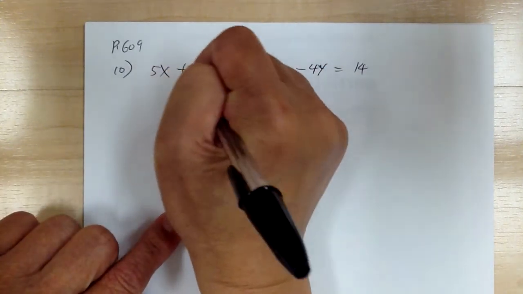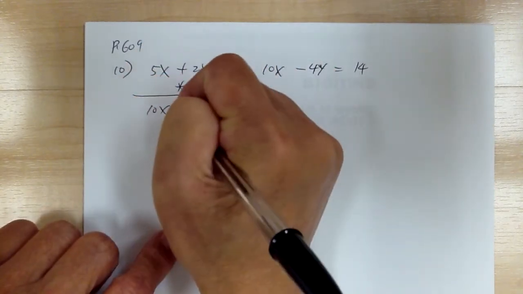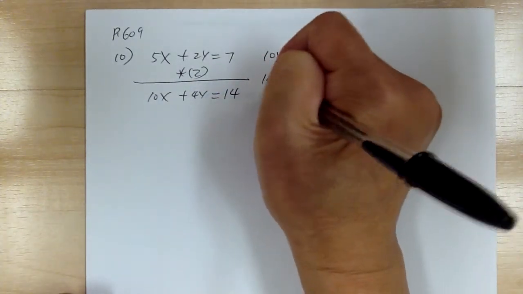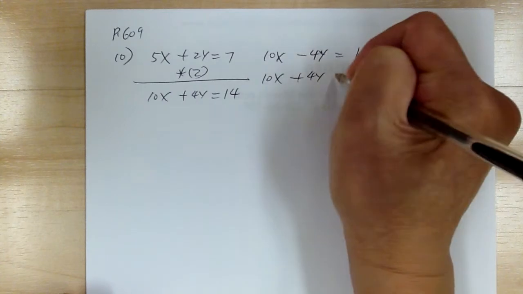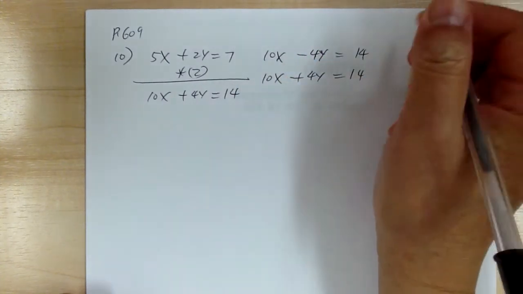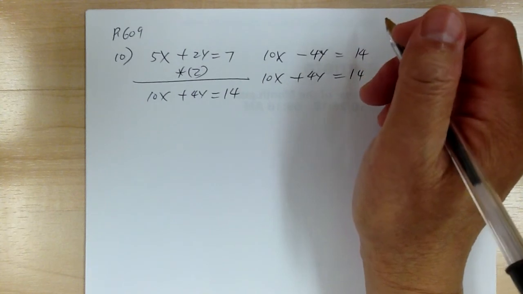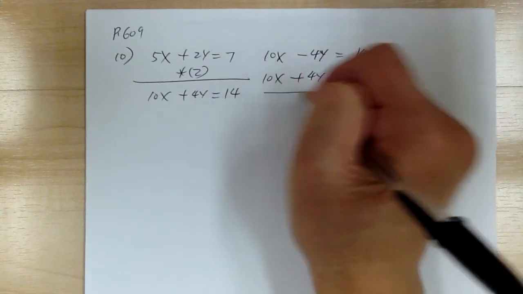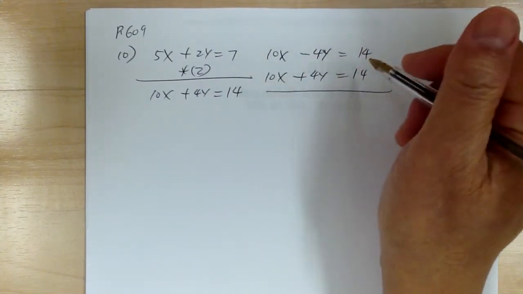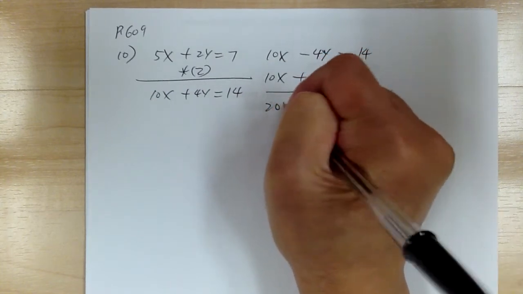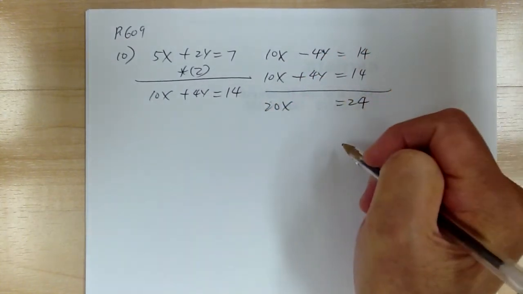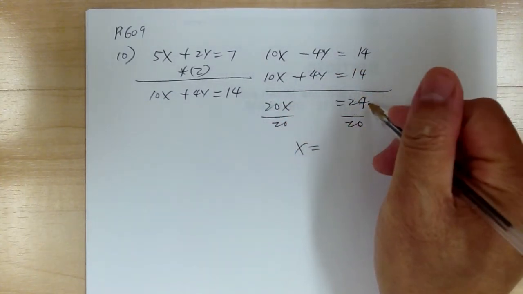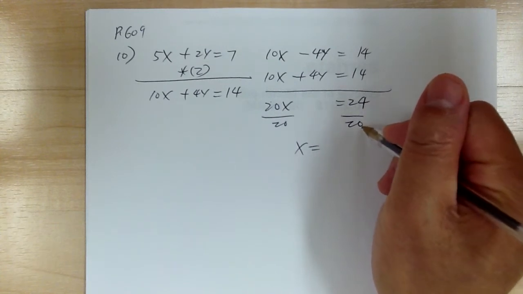So I'm going to multiply this by 2. So I got 10x plus 4y equal to 14. Put underneath here. Okay, and then go ahead and work it out. So I got 20x equal to 24, divided by 20, divided by 20. So x equal to 24 over 20.